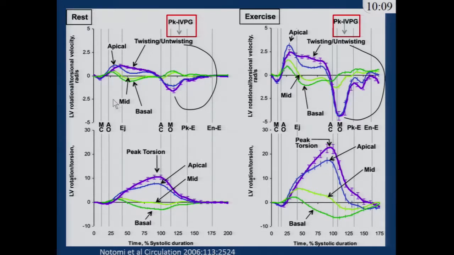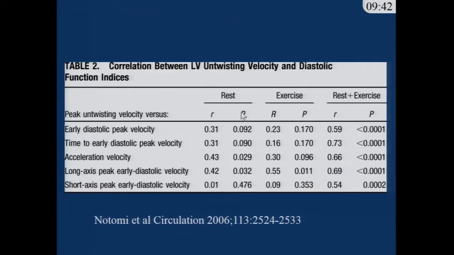On exercise, this is very important. Okay, you can see there's more twisting, massive untwisting, considerable untwisting, mitral valve opening, the pressure gradient is negative, the blood rushes in, the heart is now relaxing, the twisting is relaxing, you have the peak E here, the peak flow, and then mid-diastasis, mid-diastole. And the twisting velocity and diastolic function correlate. All these things are highly significant.